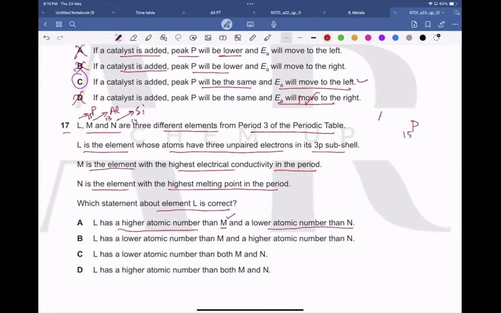And a lower atomic number than N? No. So A goes wrong, right? L has a lower atomic number than M? No. L has a lower atomic number than both? No. L has the higher atomic number than both M and N? Yes, that is correct. So D is our correct answer. Is this understandable?